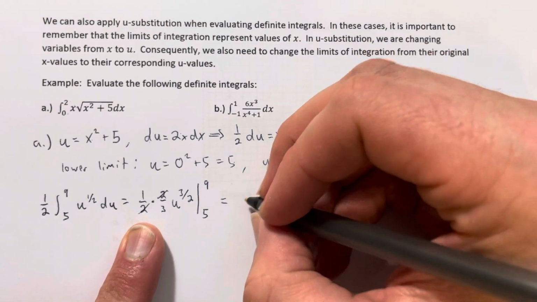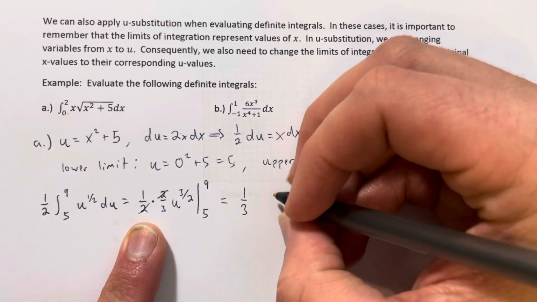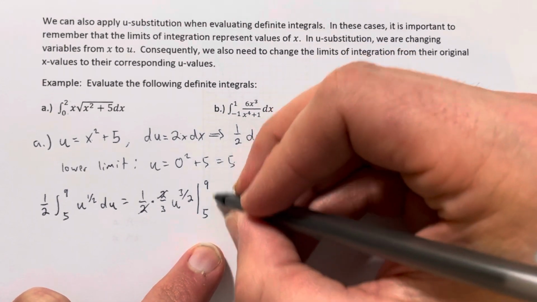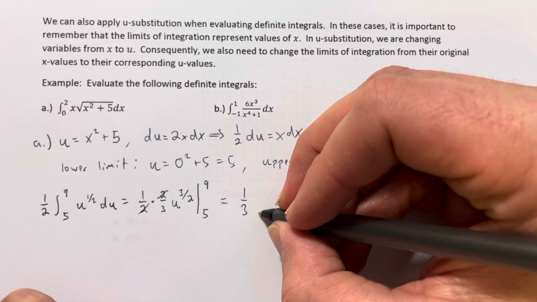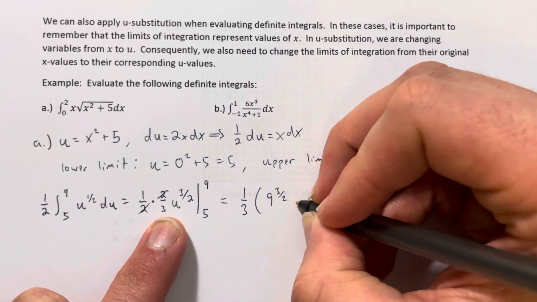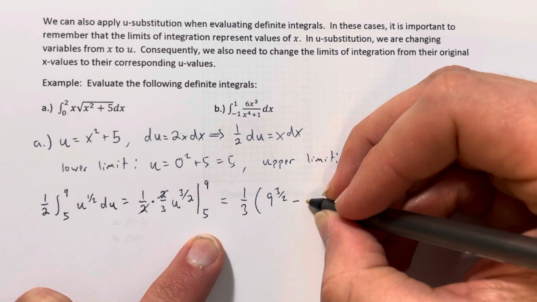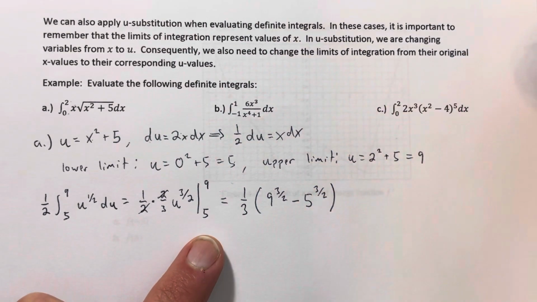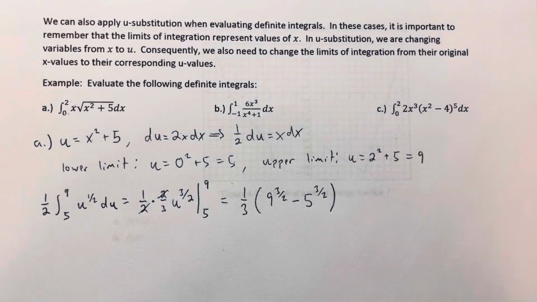From the cancellation, I'm going to get 1/3. And I'm going to keep that factored out because both of my terms, when I plug in my 9 or my 5, will have that 1/3. I can factor it out. And then I'm going to have 9 to the 3/2 power minus 5 to the 3/2 power.